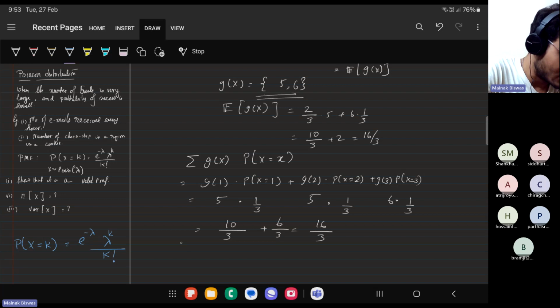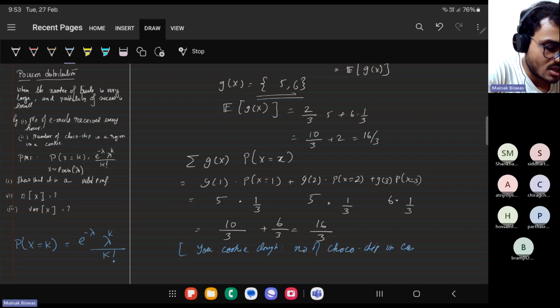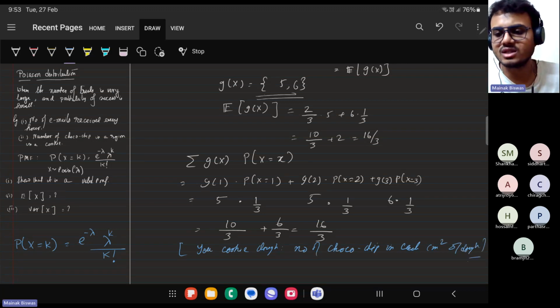So give me another example. Say you have a cookie dough. So the number of choco chips in each centimeter square of the dough. Do you understand? If it's a large bakery, you can have a huge cookie dough.